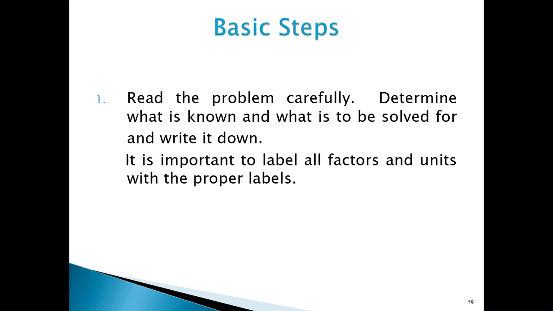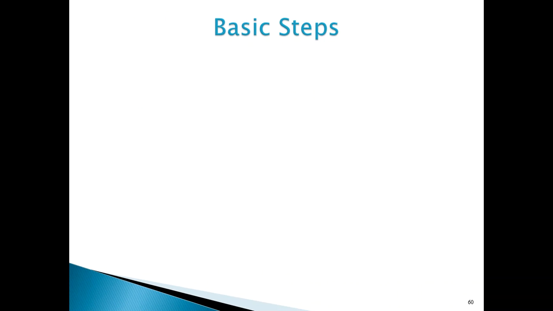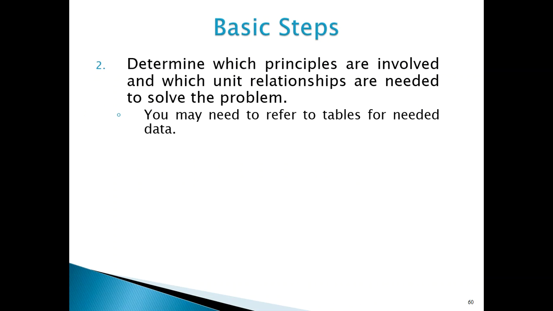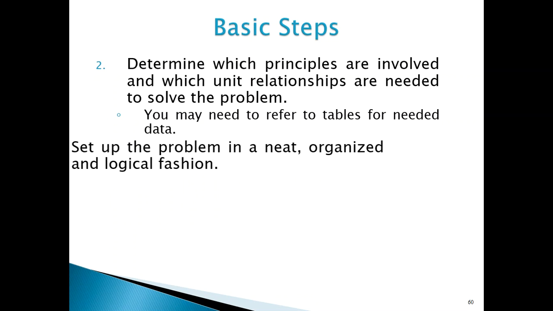The second step involved is that you need to, well, actually this is part of the first step. You need to also identify all the factors and units with the proper labels. Then we move on to the second step where we determine which principles are involved and which unit relationships are needed to solve this problem. Now, you may need to refer to tables, and of course I'll provide you the tables which would give you the relevant relationship between the different units. More often than not, you need to refer to that because I would not expect you to memorize all the different relationships between the different units.